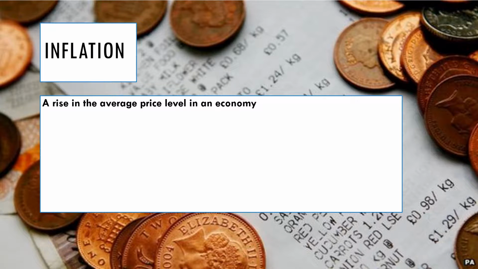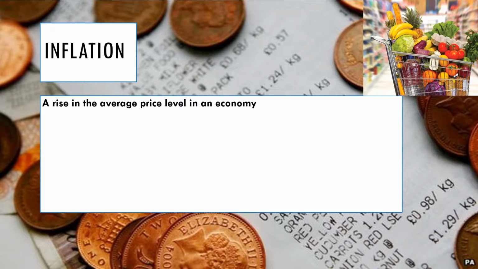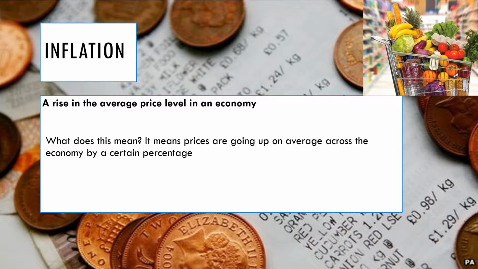Inflation is a rise in the average price level in an economy. So if you picture all the goods and services that are produced within an economy and you take an average, on average are those prices going up or are those prices going down? And it's normally expressed in a percentage.